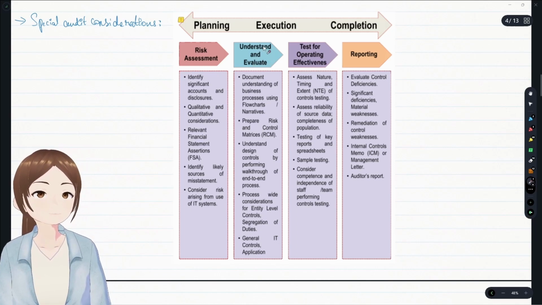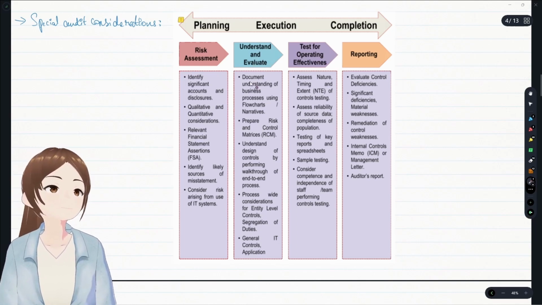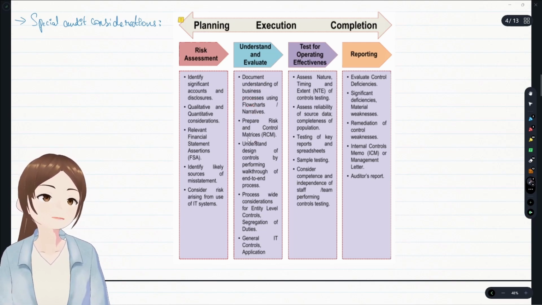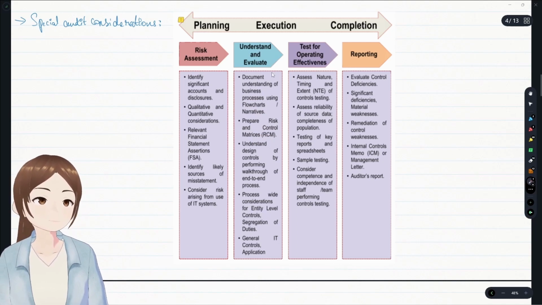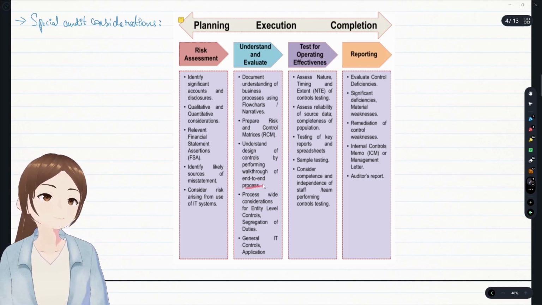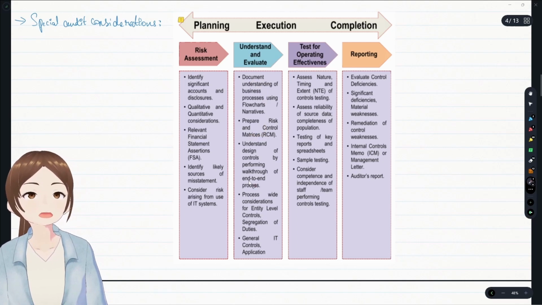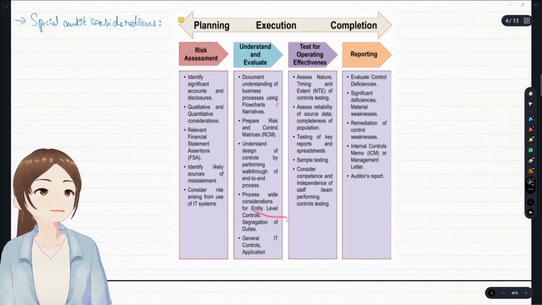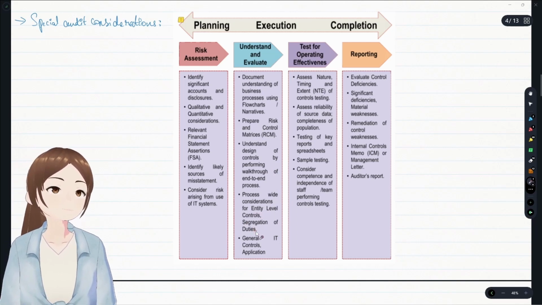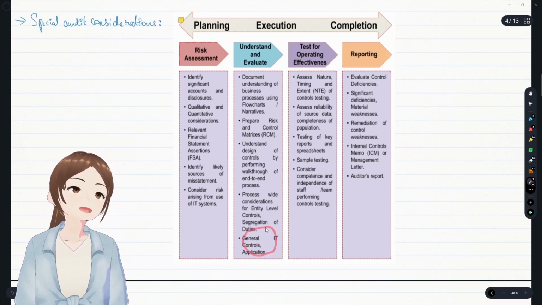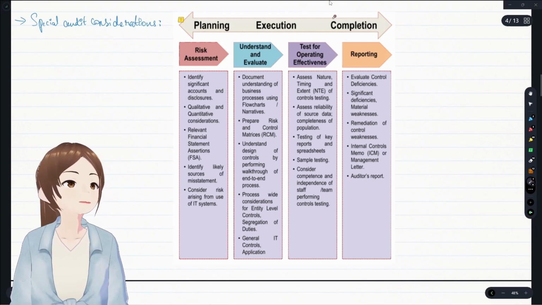And for the second step, understanding and evaluation, you have to document the business process in flowcharts, narratives, and risk control matrices. This is a single point, but in a different kind of way. Understand and design the process through walkthrough. This is the presentation portion, and here is the process that has to be followed. And here, entity level controls such as segregation of duties, internal controls, general IT controls, and application controls. We're going to go into more detail about that later in this video.